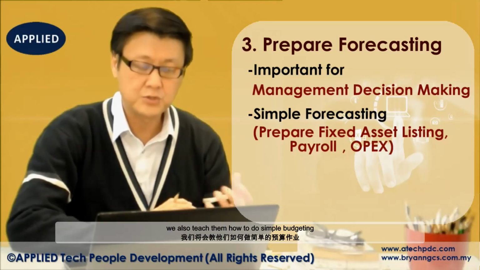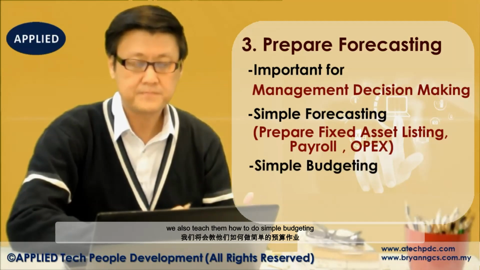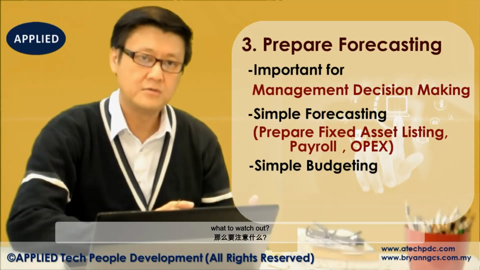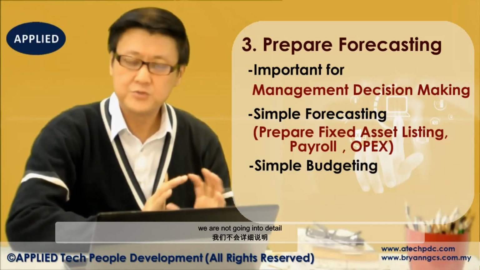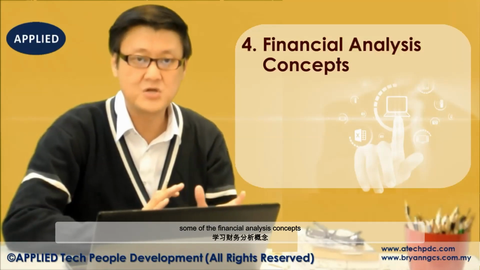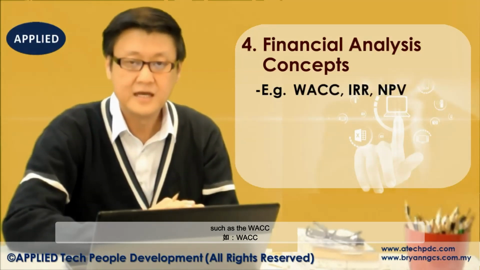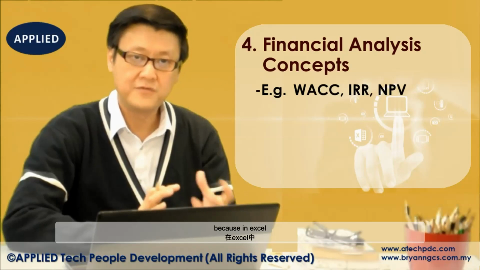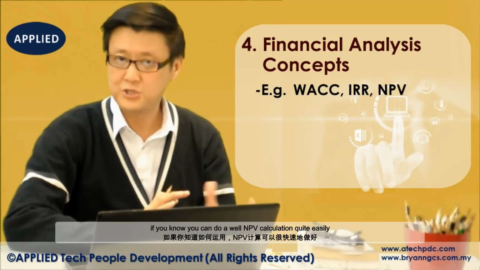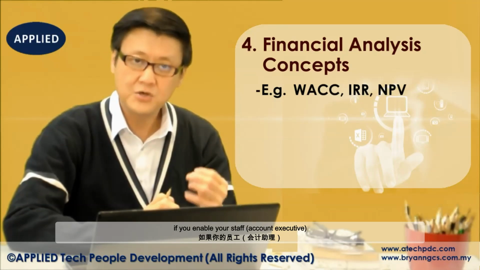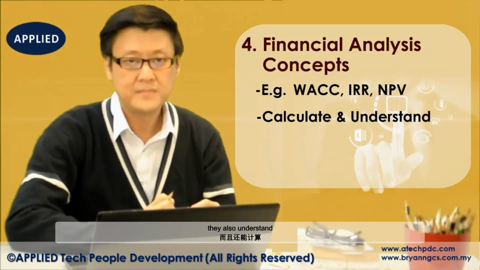In this course, we also teach them how to do simple budgeting. Budgeting is something that almost every company prepares. So what to watch out for, and how to prepare it. Again, we are not going into detail, we just want to give them an idea. And the final module is where they learn some financial analysis concepts such as WACC, IRR and NPV. Because in Excel, you can do IRR and NPV calculations quite easily. So imagine you enable your staff, your account executive, so that not only can they calculate, they also understand.